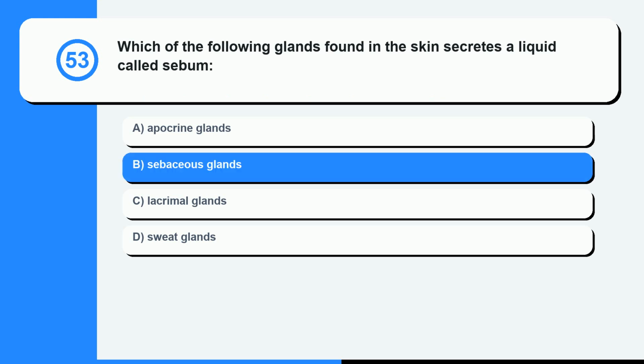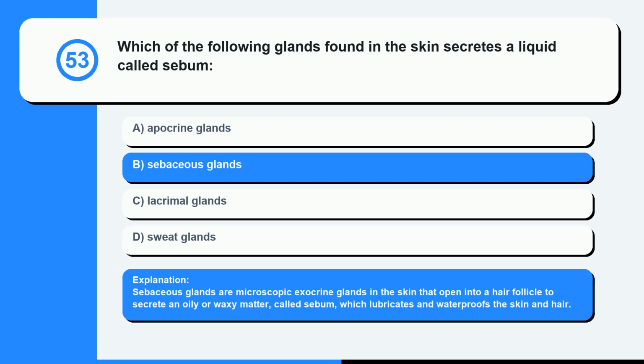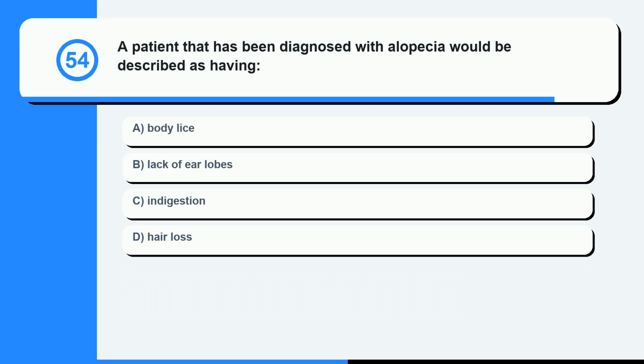Question 51. Which of the following sets of word parts means pain? A. Dynia and algia. B. Itis and oma. C. Emia and osis. Or D. Pathy and osis. The correct answer is A. Dynia and algia. In medical terminology, both the suffix dynia, for example gastrodynia, and algia, for example neuralgia, mean pain.